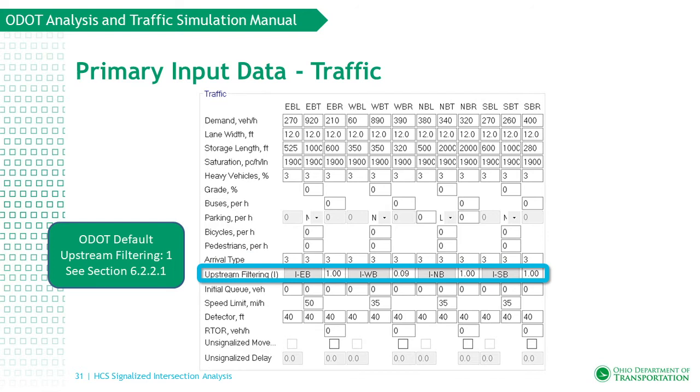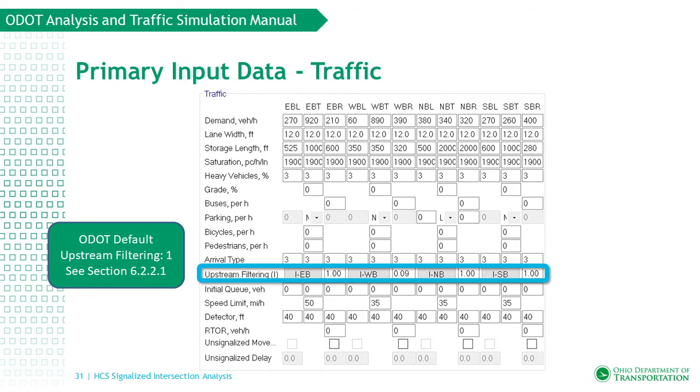The upstream filtering adjustment factor, I, accounts for the effect on vehicle arrivals from an upstream signal. The upstream filtering adjustment factor ranges from 0.09 to 1, and a value of 1 is appropriate for an isolated intersection. The analyst must enter this value in HCS when evaluating a single intersection, but the value is computed automatically by the software within an urban street analysis involving multiple intersections.